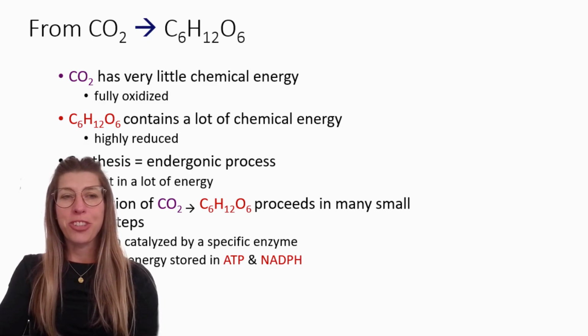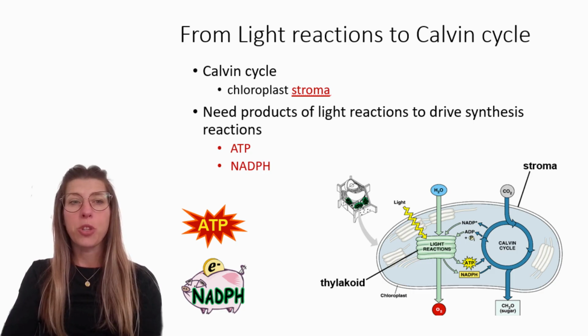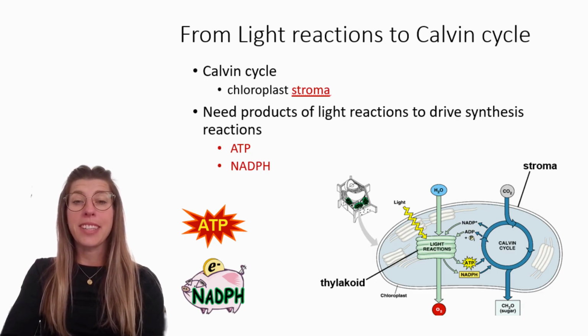From the light reactions. So going from the light reactions to the Calvin cycle, we are now moving out of the thylakoid, and we are going to be seeing a Calvin cycle occurring in the stroma of the chloroplast, that fluid-filled area, similar to the cytoplasm of the cell, but we're still in the chloroplast here. And we need products from the light reaction to drive the synthesis reaction that occurs during the Calvin cycle. So we made that ATP that is generated from the light reactions, as well as the NADPH.